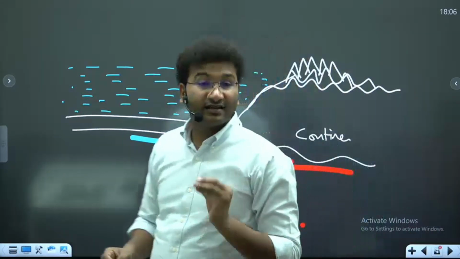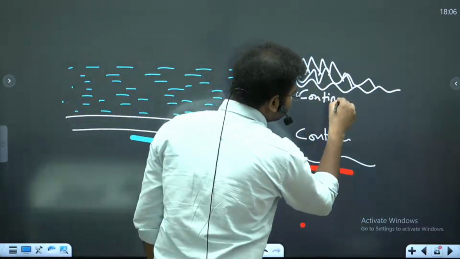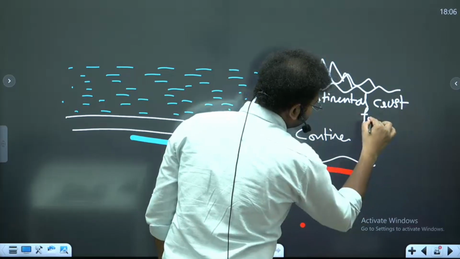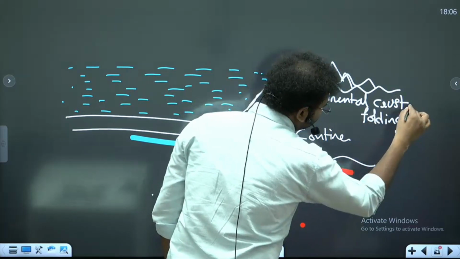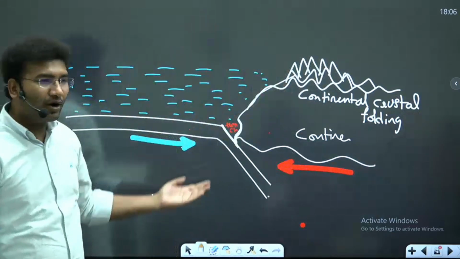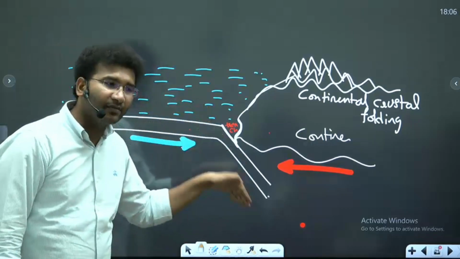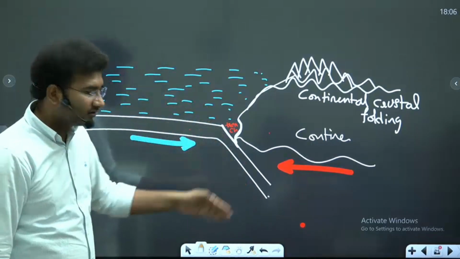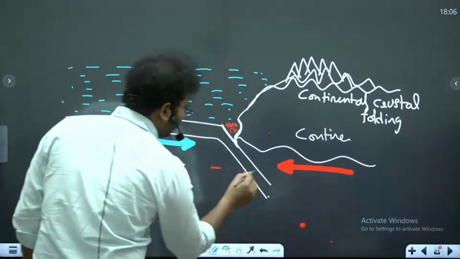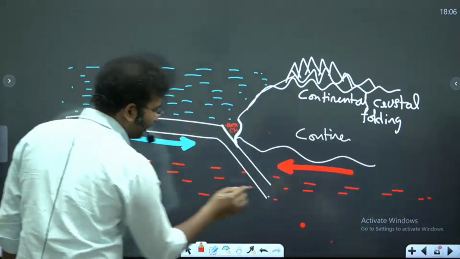Now this is called crustal folding. This is called continental crustal folding. And in these mountains, you got to see that the sinking limb, this is the sinking limb. This sinking limb of ocean, it is getting melted where? It is getting melted in the asthenosphere and in the mantle.